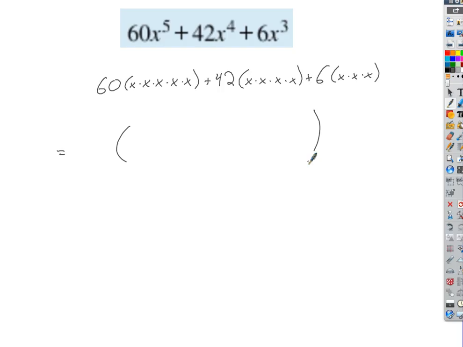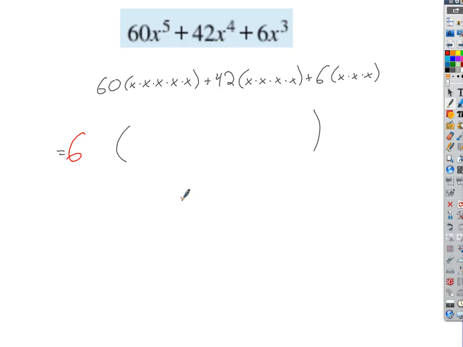What about the number? It's the biggest number that divides into all three. 6. Okay, so there's part of it. What power of x could I undistribute? Yeah, it's going to be x cubed.